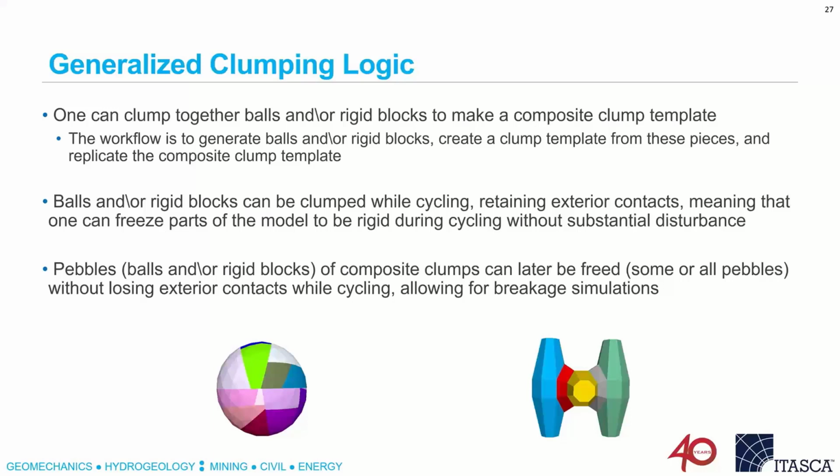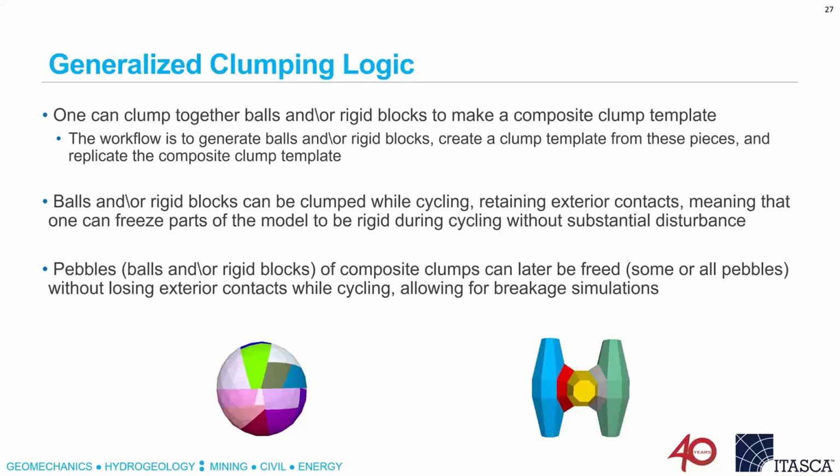And how you would really go about this is to generate the balls or the rigid blocks that are going to make up your clump template. You can create a clump template from those pieces, and then you can replicate them just like you replicate clumps right now. So you could have 5 balls and a rigid block if you wanted. There are always obviously performance benefits to having pebbles be balls.